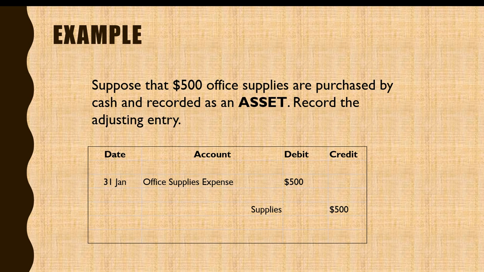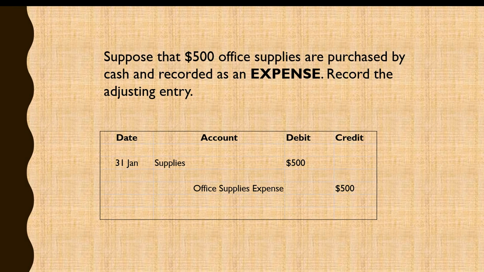Suppose that $500 of office supplies are purchased by cash and recorded as an asset. Record the adjusting entry. Here, we would debit the office supplies expense of $500 and we would credit supplies for $500. However, if the office supplies were recorded as an expense, we could record that as supplies being debited for $500 and office supplies expense being credited for $500.